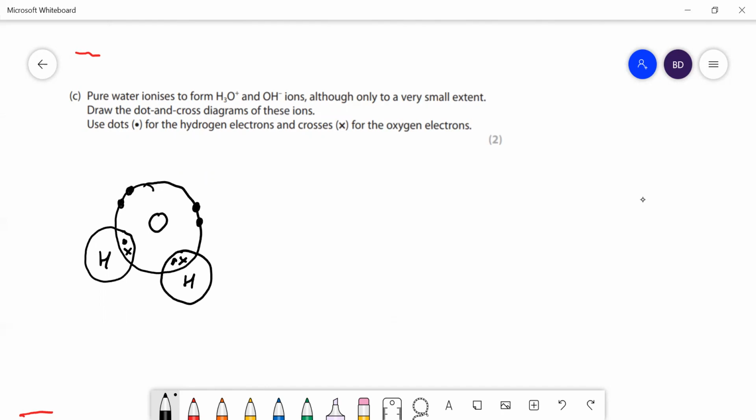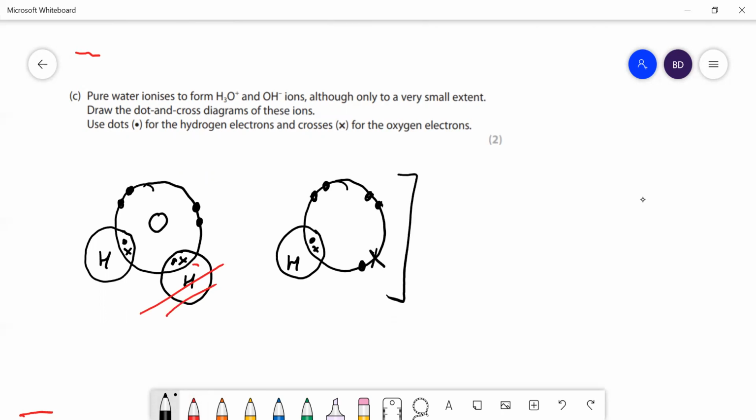Now, when it forms the OH minus ion, what happens is you lose one of those H's. Let's say that one is going to go there. We're going to lose that. So the dot cross diagram for the OH minus ion is going to be like this. 2 lone pairs and a third lone pair. And that electron has come from the hydrogen. Okay, put a minus on there.